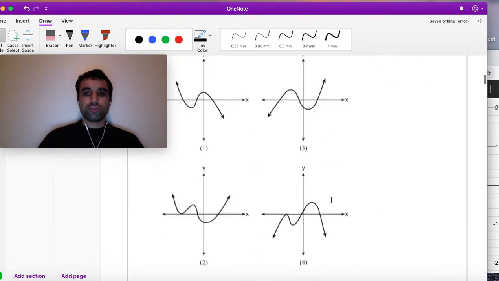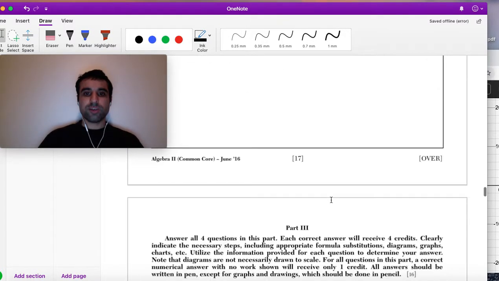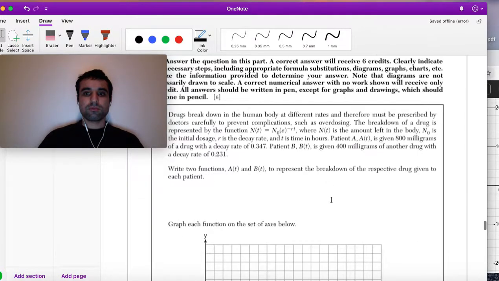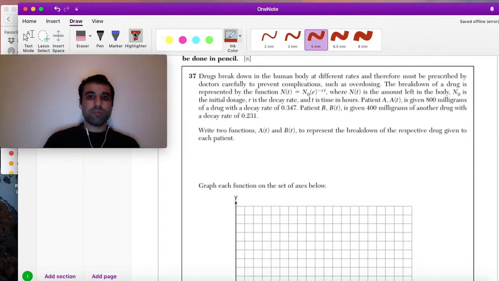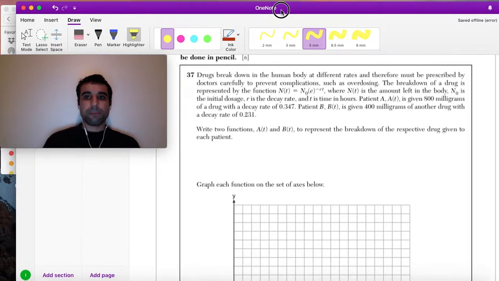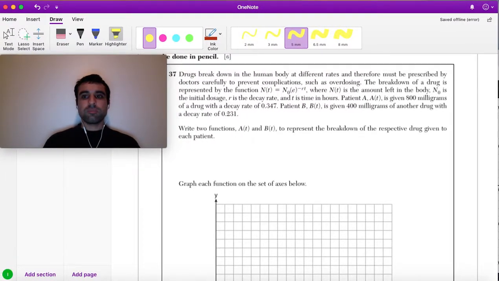So, June 2016, question 37, 6 points. Here we come. So, let's go ahead. Drugs break down in the human body at different rates and therefore must be prescribed by doctors carefully to prevent complications like overdosing. The breakdown of a drug is represented by the function N of t is equal to N of 0 times e to the negative r t power, where N of t is the amount left in the body, N of 0 is the initial dosage, r is the decay rate, and t is the time in hours.